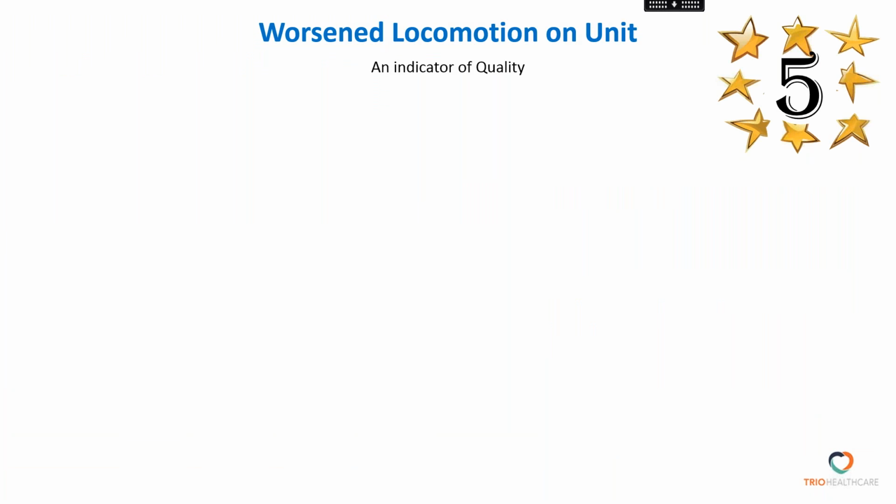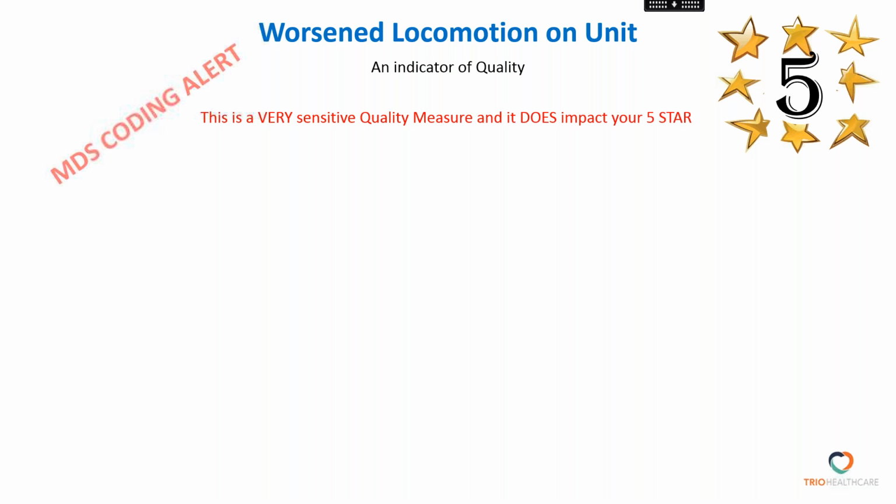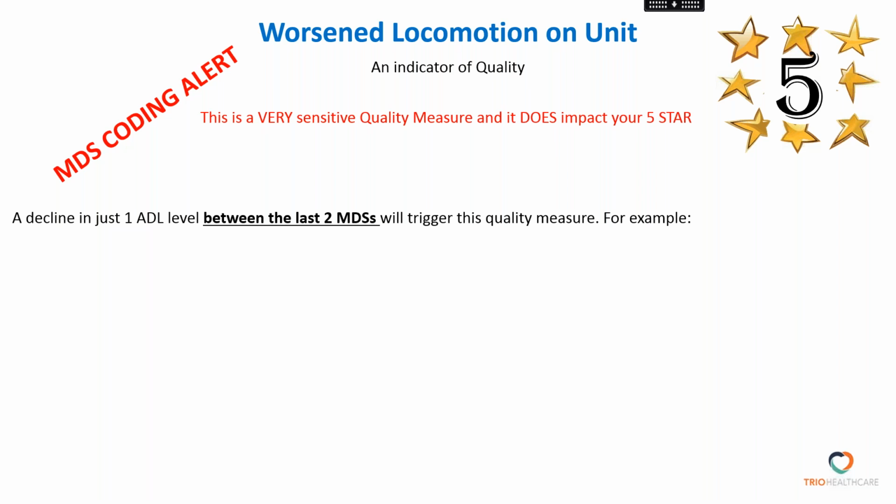So worsened locomotion on a unit, like I said, is an indicator of quality. CMS believes that when people have declines in some of these functions, then it's an indicator of them going to have additional decline in other aspects of their ADLs. This is a very sensitive quality measure, and it does impact your 5-star. So this is more of an MDS coding alert and not really relevant to the CNAs outside of once you've coded for your shifts, how the MDS coordinator ends up coding it on the actual MDS.